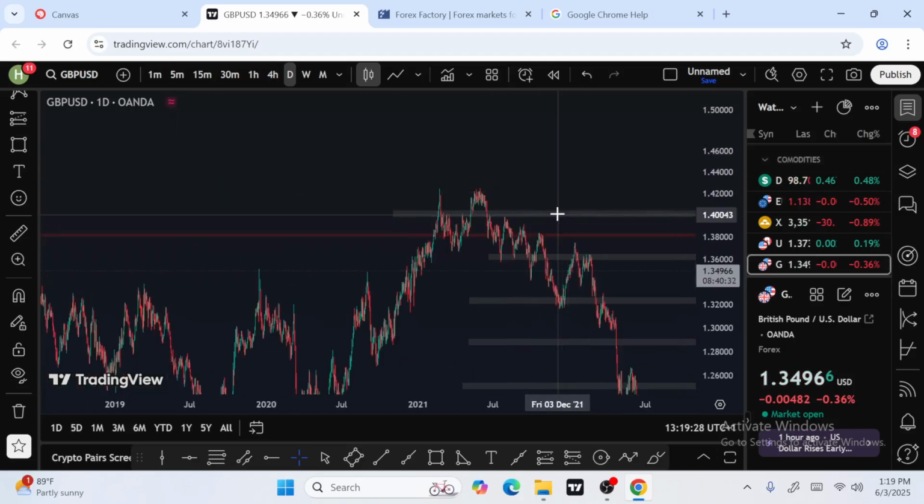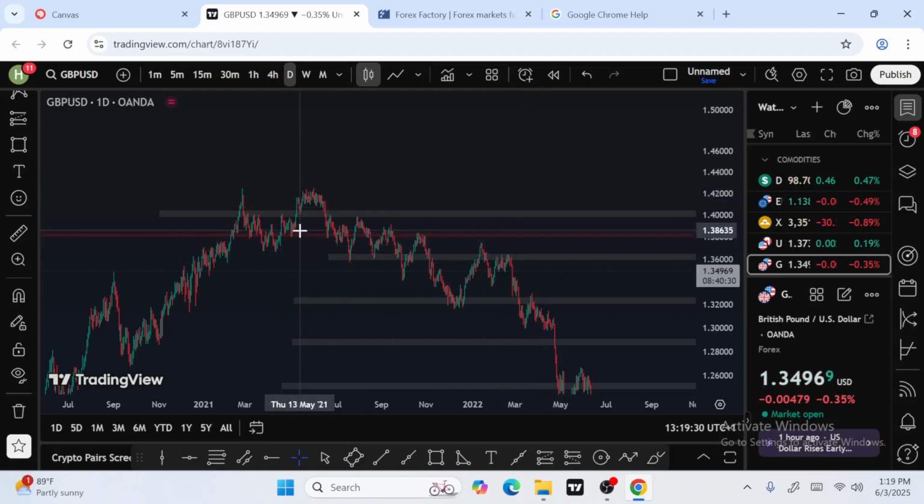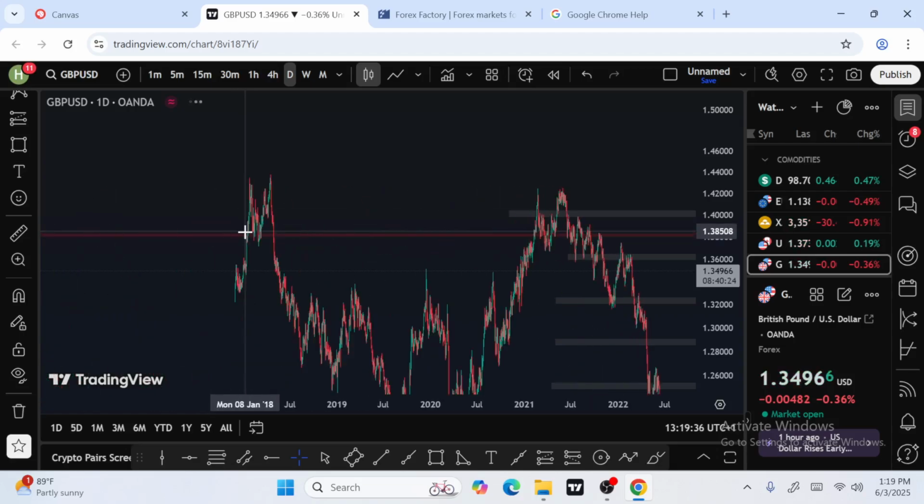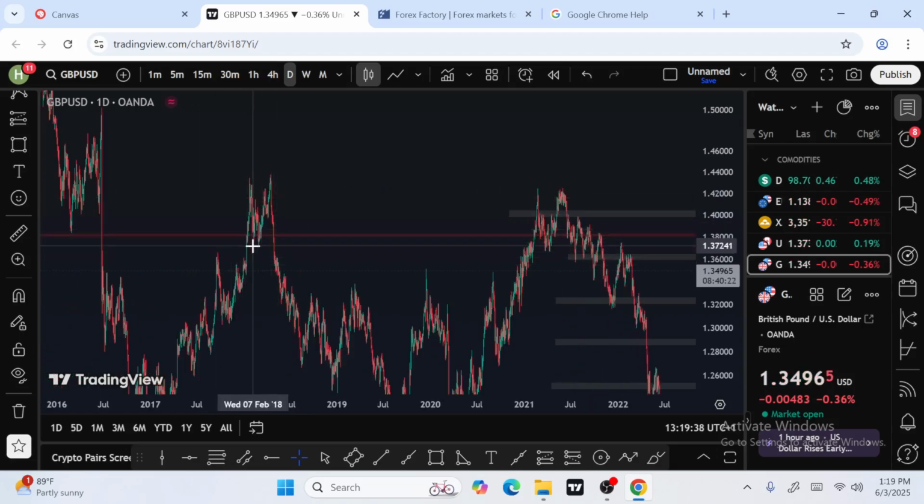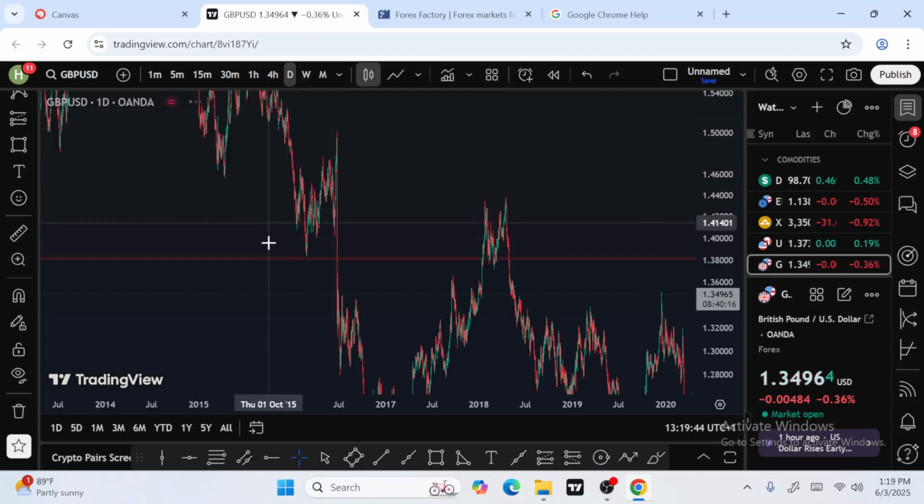Let me expand this thing. Do you see it now? Do you see this place? Reactions there. Now see this one too. Then it acted as a neckline for this end pattern. Look at this too. It acted as a what? As a support. What year is this? Are you not seeing it?